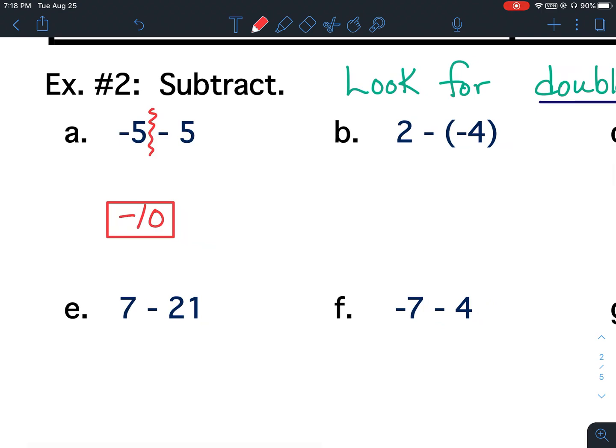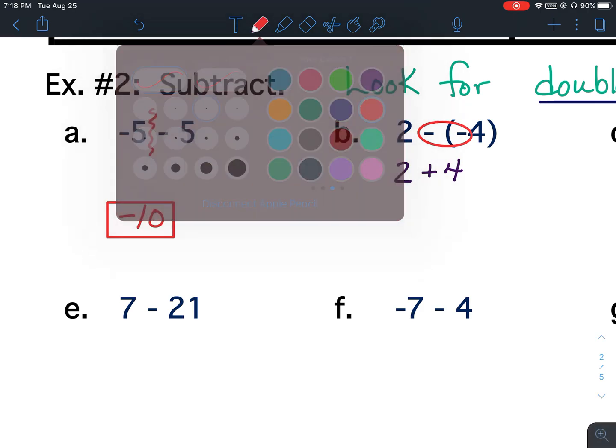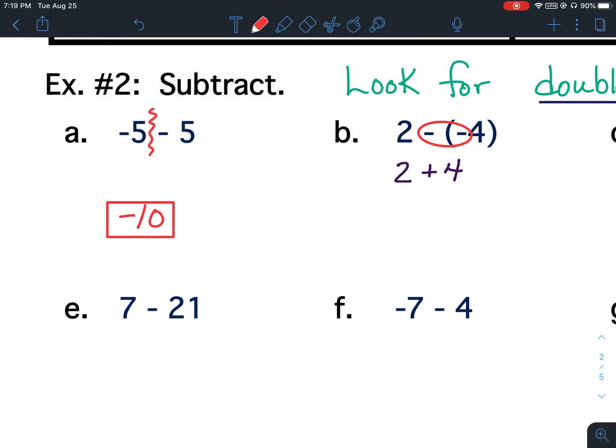For B, look first for double negatives. Well, right here I have back-to-back negative signs. When you have back-to-back negative signs, the first thing you want to do is rewrite the problem. So this 2 out front is going to stay a 2. But the minus -4, the double negatives, will become +4. And then the signs are the same. They're both positive. So I add and keep the sign. So 2 minus -4 becomes 2 plus 4, and 2 plus 4 is 6.